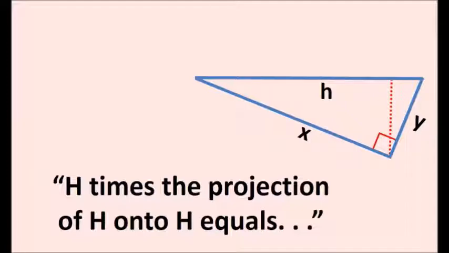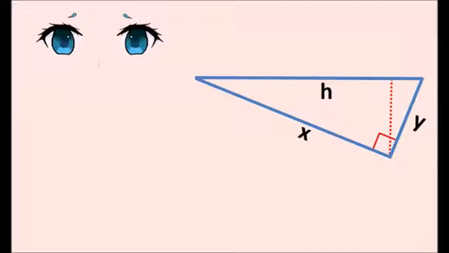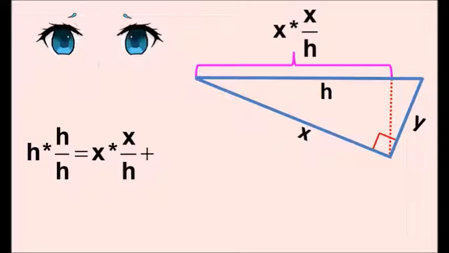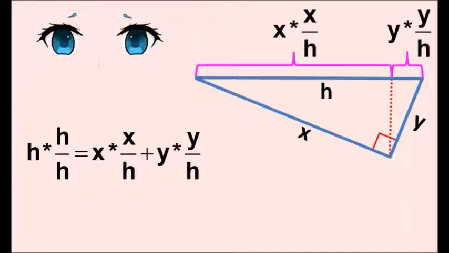Now, for the 2-blink demo. Ready? H times its projection onto itself equals x times its projection on h plus y times its projection on h. 1 blink. Hopefully, you can see all of that faster than I can say it and show it. With a little practice, you should be able to.